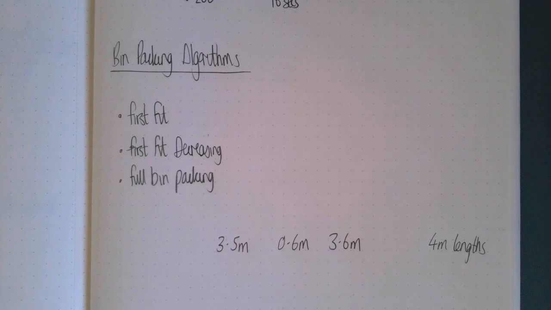So we've done sorting algorithms. The next sort of algorithm we have to deal with are referred to as bin packing algorithms, although I like to think of them as cross-channel ferry loading algorithms or cutting lengths of wood algorithms. Let me explain what I mean.